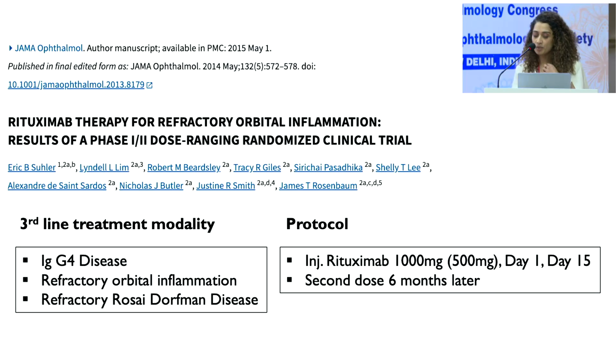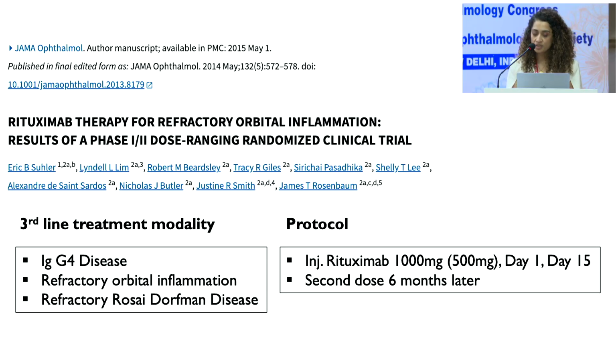Now, talking about rituximab therapy for refractory orbital inflammation, we do use it. Personally, I use it in a very desperate situation when there is recurrence as a third line treatment modality, not as a second line. We see a lot of IgG4 disease. I use it for IgG4 disease, refractory orbital inflammation, and refractory Rosai-Dorfman disease in my practice.